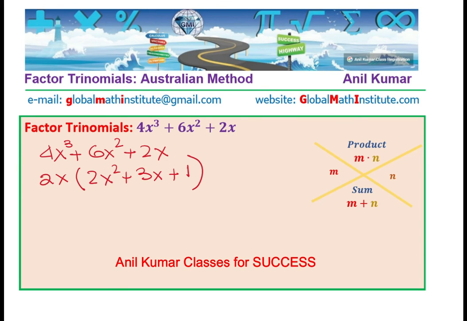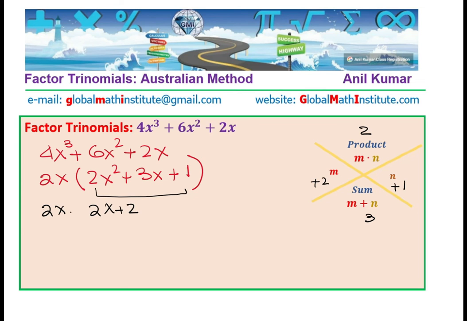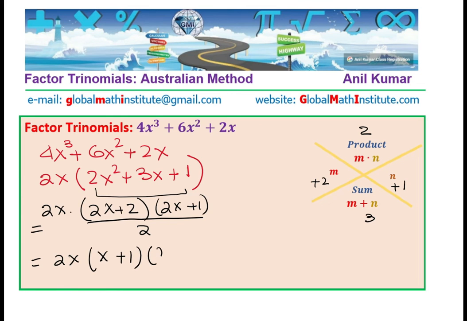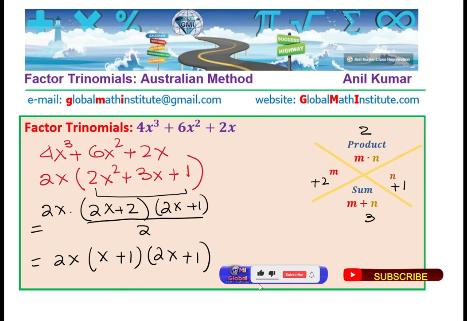Now, we'll do product and sum. Product means 2 times 1, which is 2, and the sum being 3. So the numbers are plus 2 and plus 1. And therefore, we could write this as 2x times 2x plus 2, right? 2x plus 1 and divide by the number 2, right? So the first factor can be simplified and you get 2x times x plus 1 times 2x plus 1 as your answer. Is that clear to you, right?